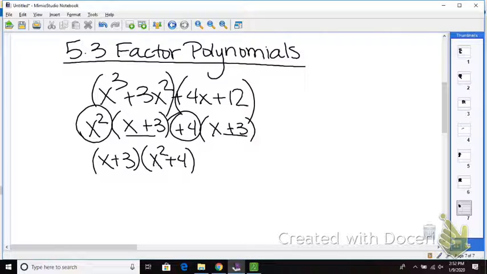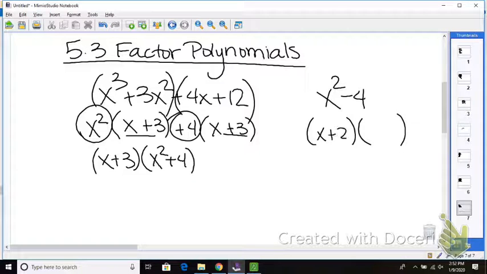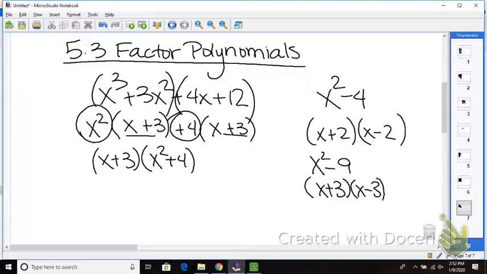Does anybody remember how to factor down x squared minus 4? That's that difference of two squares. So just a little refresher. X squared minus 4 factors to x plus 2 and x minus 2. Okay? What about if I had x squared minus 9? What would that factor down to? Okay, x plus 3, x minus 3. Okay? Our next one, we're going to have to do our difference of two squares. So that's why I gave you a little refresher.